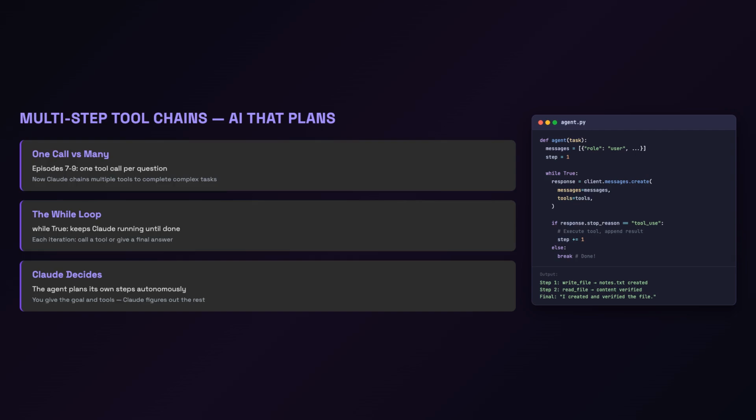Before, Claude called one tool per question. One call, one result, done. But real tasks need multiple steps. Create a file, then read it back. The secret, a while loop. Claude keeps calling tools until done.